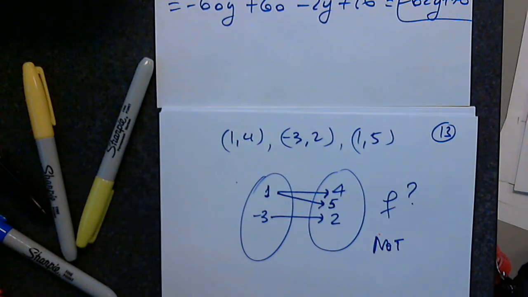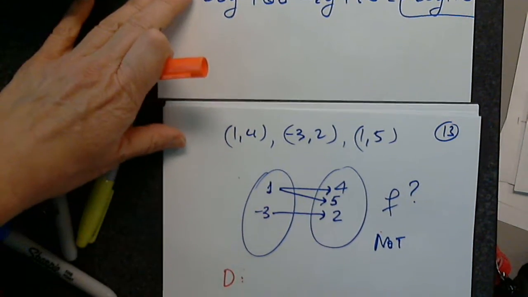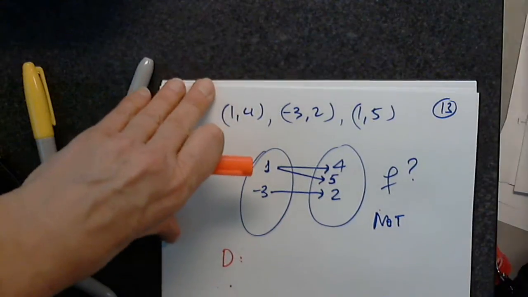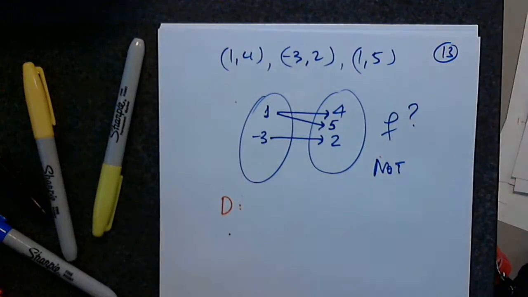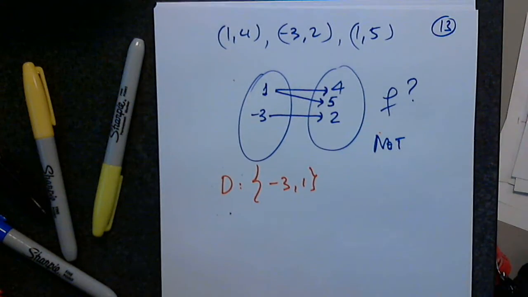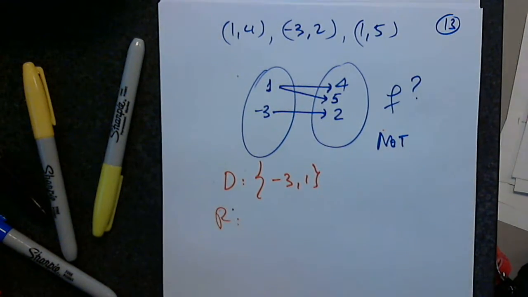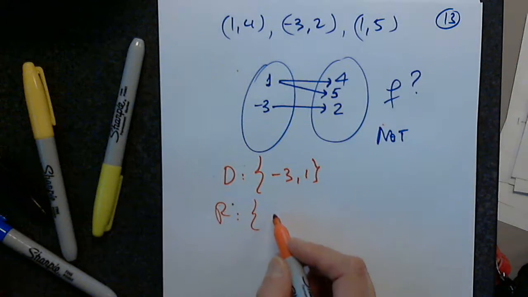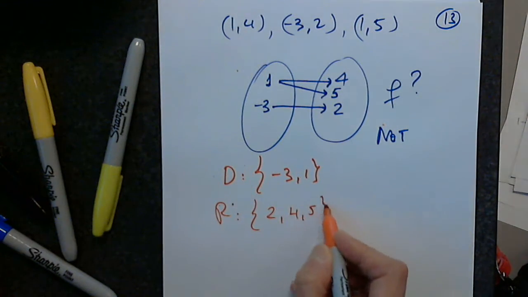Okay, it's not a function, it's a relation, but what would be its domain? It would be 1 and -3. Very good. With braces. What would be the range? That would be 4, 2, and 5. Very good.